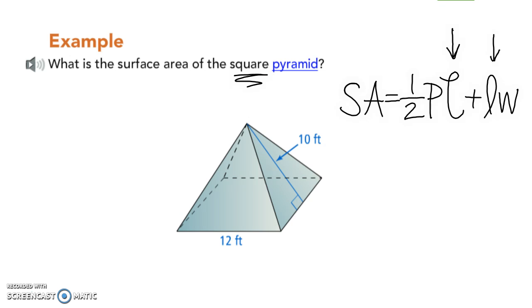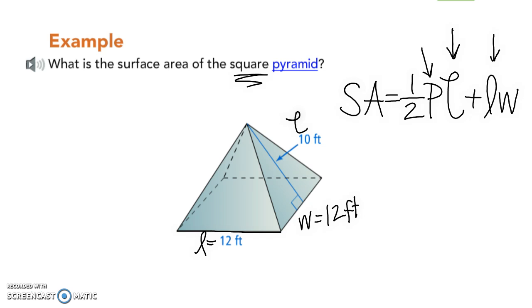Now, if I have a square pyramid, I see that the length is 12. The length is 12. What does that mean the width of the square is as well? Also 12, because it's a square. The length and the width are the same. What does this 10 represent? The slant height. And then I see one letter that I don't have labeled up here, P.